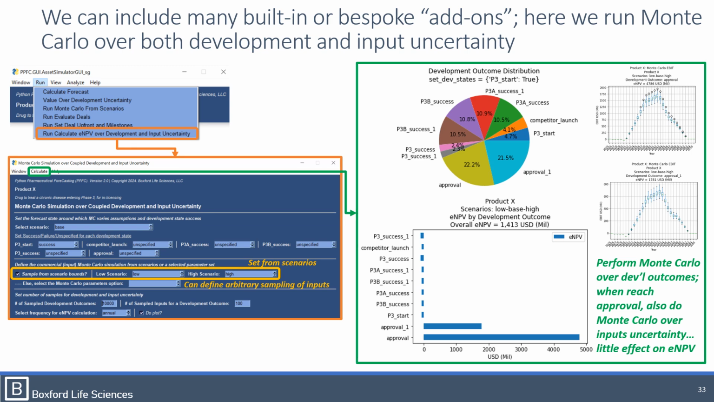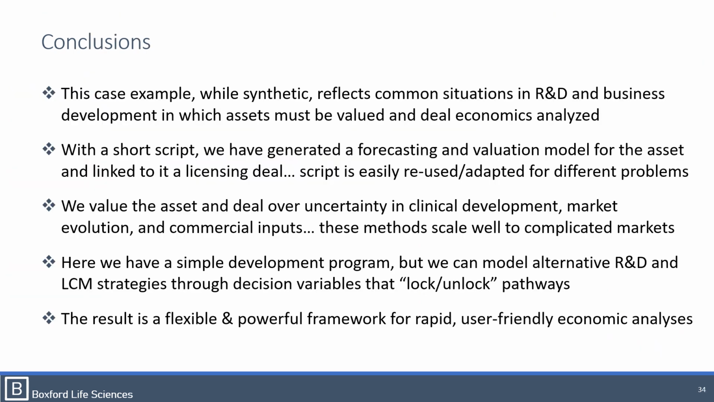symmetric input uncertainties. So to conclude, we've looked at a case example that, while synthetic, reflects common situations we find when making R&D decisions and business development decisions in which we need to value assets and look at the economics of deals. With just a short script or putting together a bunch of templates, we've generated a very powerful and flexible forecasting and valuation model linked it to a licensing deal.